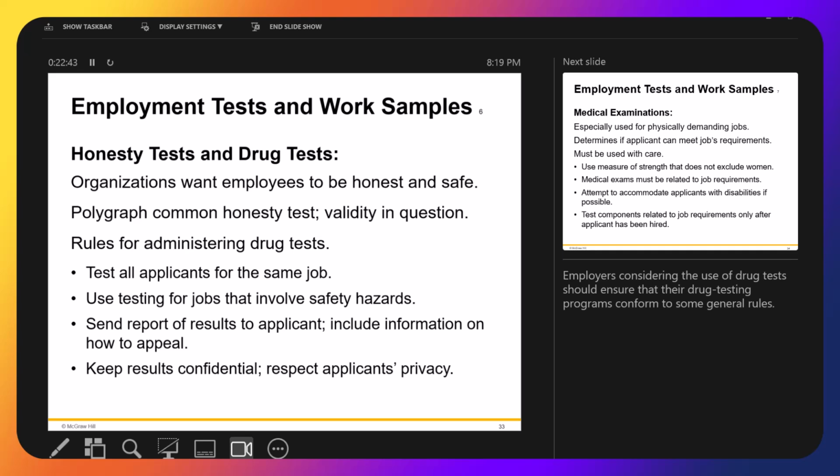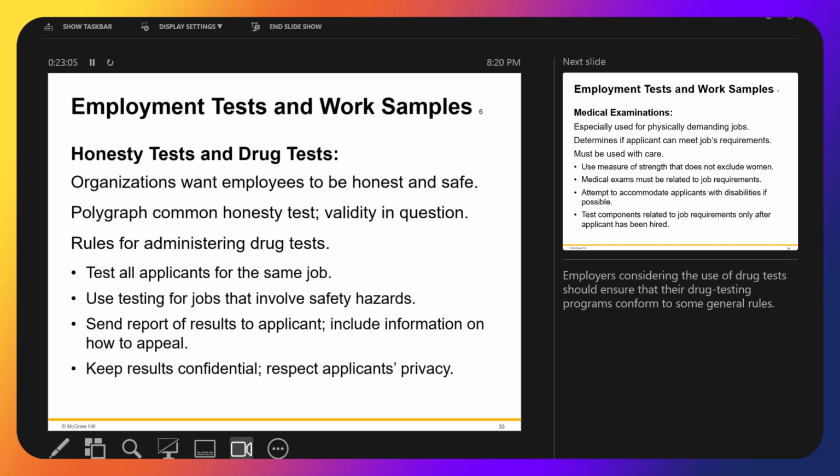Employment tests and work samples. Honesty tests and drug tests. Organizations want people to be honest. So you're looking at the polygraph. Some people think it's designed to get you. No, it's not. It's designed to see if you lie.